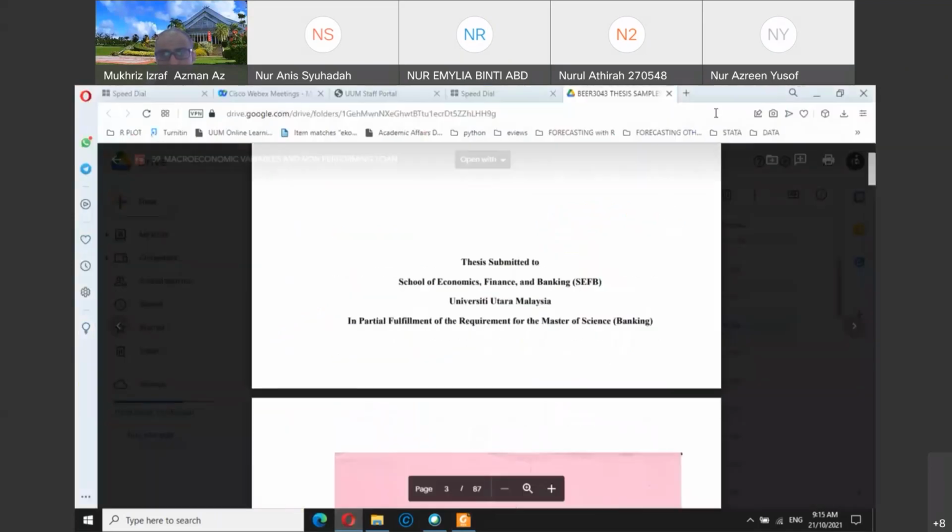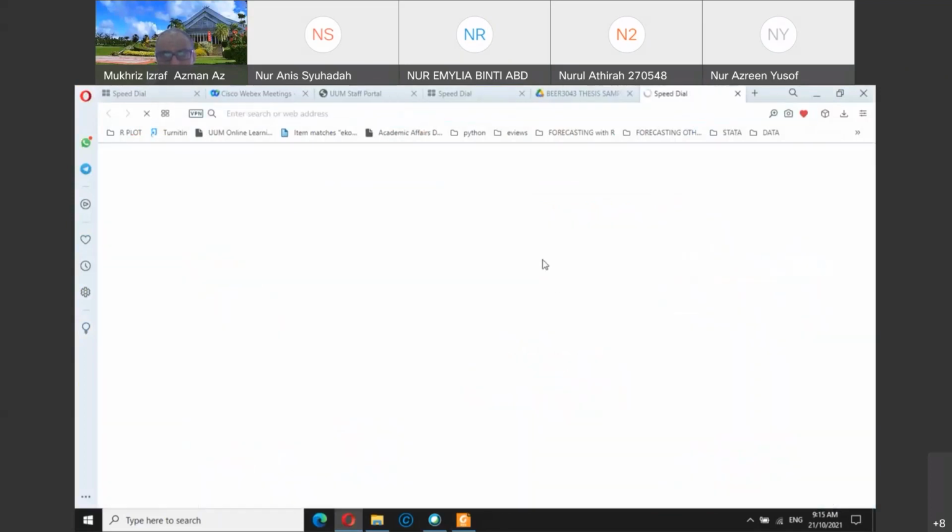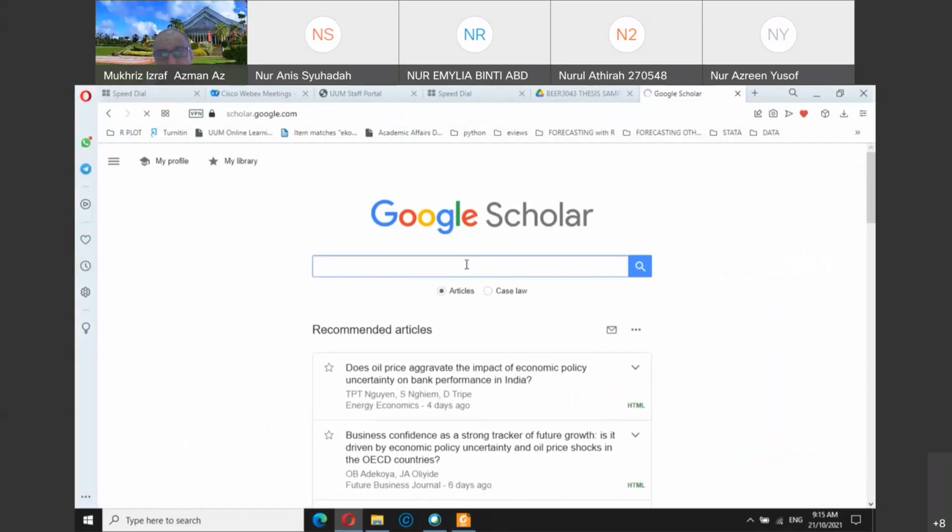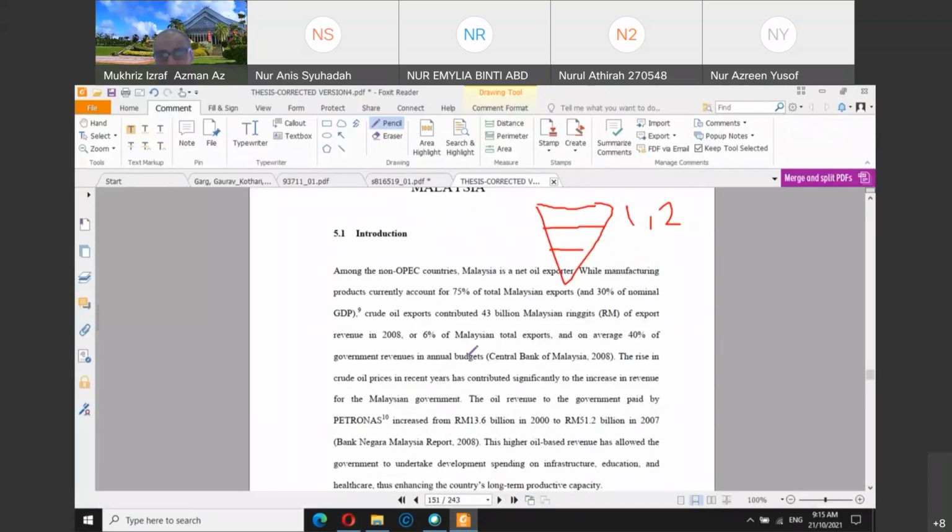Let Google Scholar be your go-to website in terms of finding the articles or projects or journals or theses that you want to refer to. I think even in the Google Drive link, there are some theses related to this online shopping subject.